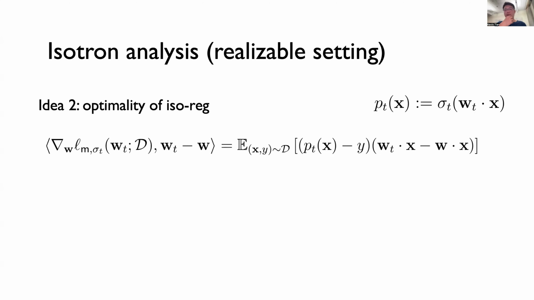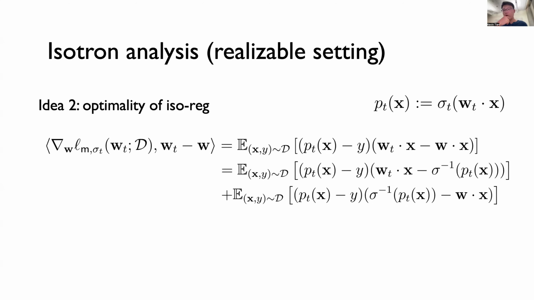The first move is to just apply the definition of the gradient of the matching loss. As we recalled earlier, the gradient is simply x scaled by the residual p_t(x) minus y. Here we're using p_t(x) to mean the predictor that we're using in the t-th iteration of isotron. Now, the first step we're going to use is to simply rewrite this by adding and subtracting a term that intuitively can correct for the fact that, perhaps the true link function was sigma, but we're not using that. We're using sigma_t, which is a link function that we learned from samples.